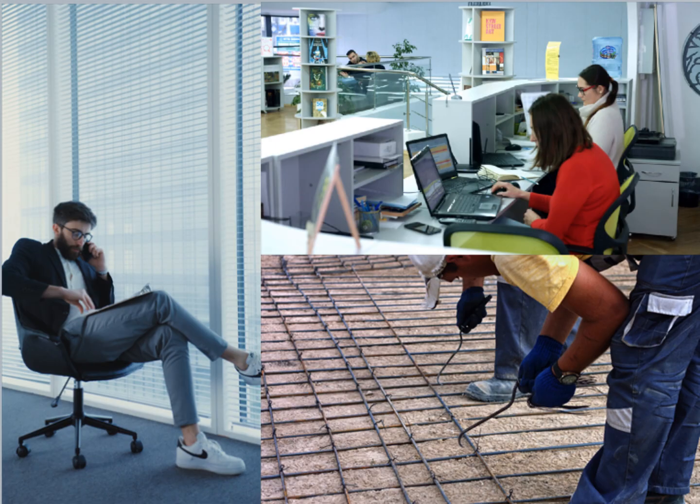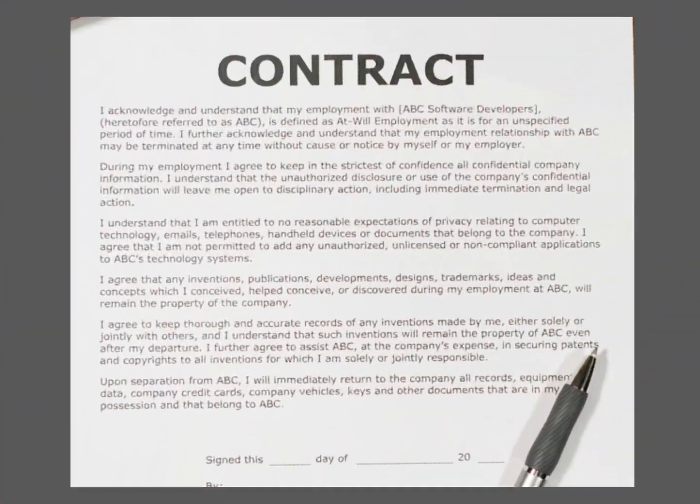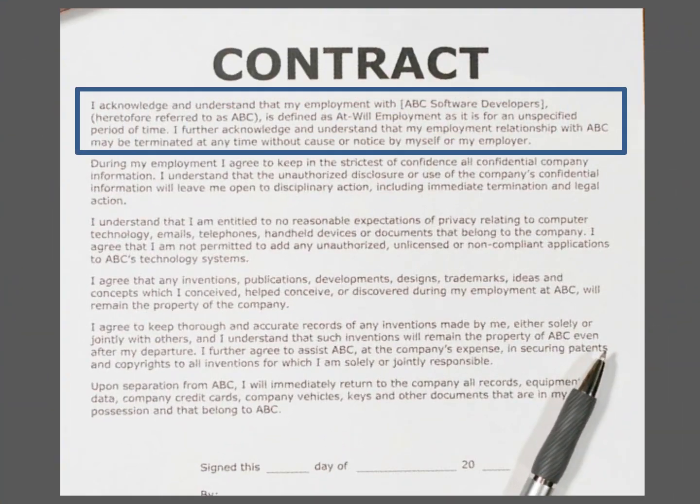Now I forgot to mention in the previous slide that the only reason it's in the favor of the employer is that they're the ones that have drafted it. But that's not the point. Let's have a look at the language that is used in the first paragraph. It says, I acknowledge and understand that my employment with ABC Software Developers, heretofore referred to as ABC, is defined as at-will employment as it is for an unspecified period of time. I further acknowledge and understand that my employment relationship with ABC may be terminated at any time without cause or notice by myself or my employer.